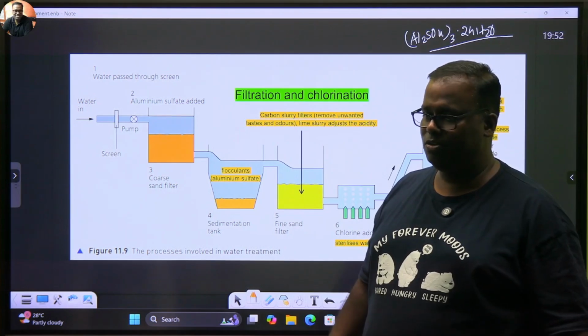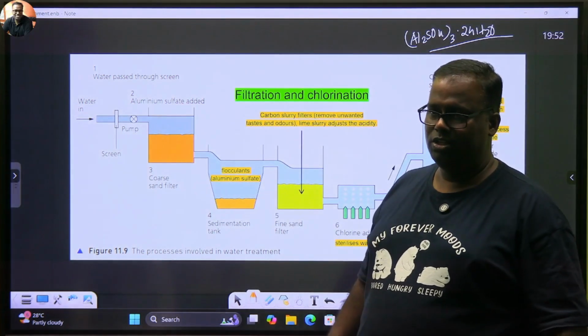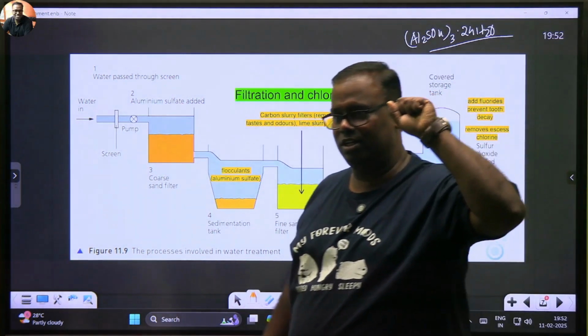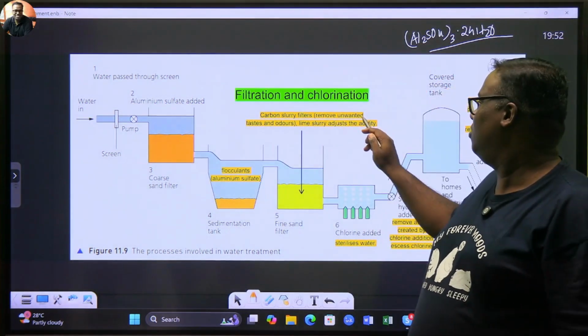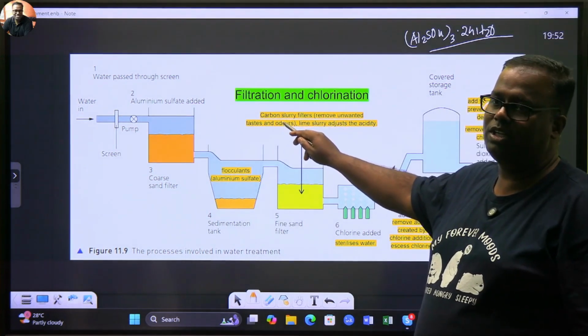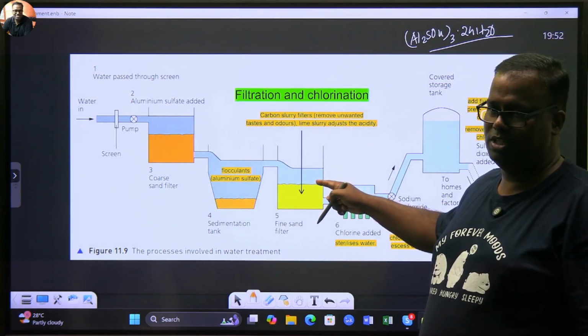Once you start back your refrigerator, put a cut piece of lemon or a piece of charcoal. Charcoal will take out all odor. Same funda. That's why I always say chemistry begins in your kitchen. Charcoal will take away all your tastes and odors, whatever odor was there with this.